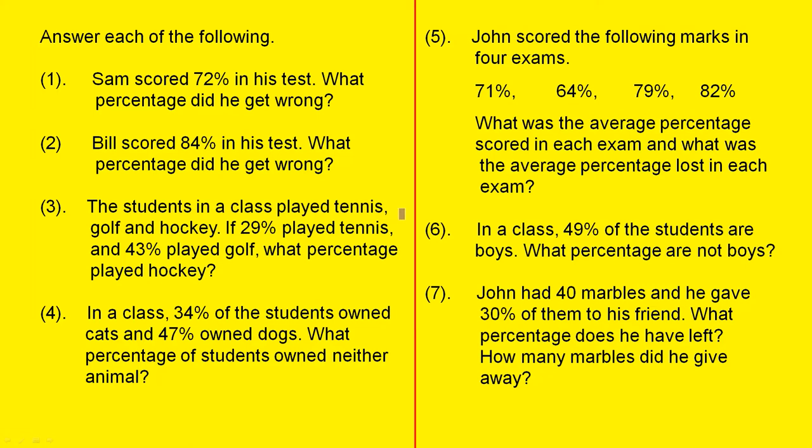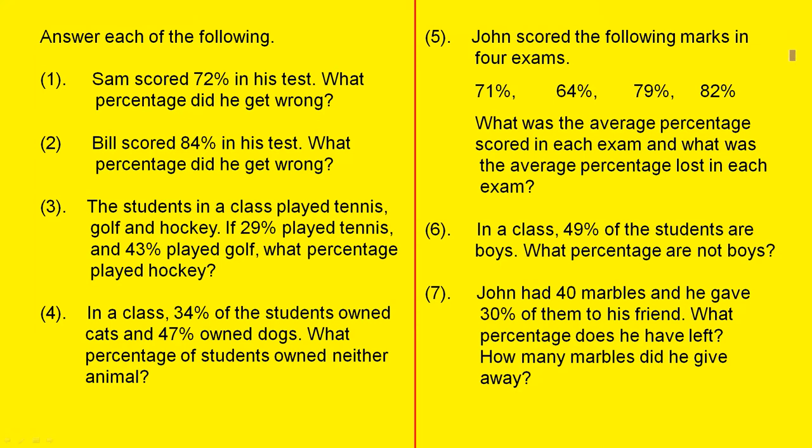The students in a class played tennis, golf and hockey. If 29% played tennis and 43% played golf, what percentage played hockey? In a class, 34% of the students owned cats and 47% owned dogs. What percentage of students owned neither animal?